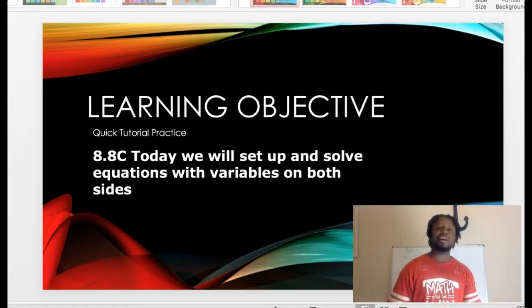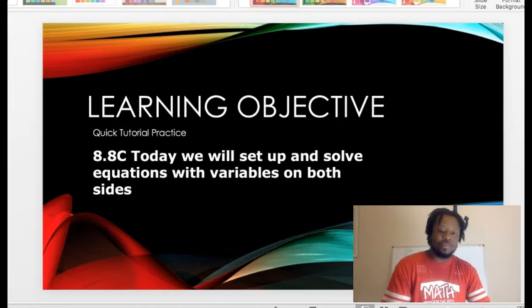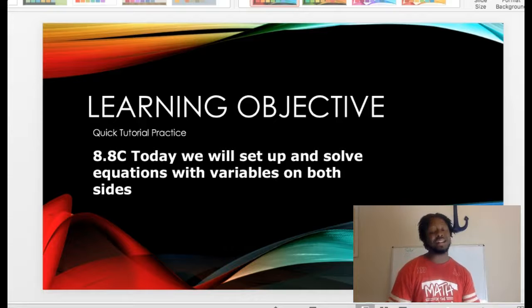But anyways, here we go. Let's get into it. Here's our learning objective for today. Once again, we're coming from the T8.8C. Today we're going to be setting up and solving equations with variables on both sides. And remember, guys, this is about practice. So let's get into practice problem number 1.